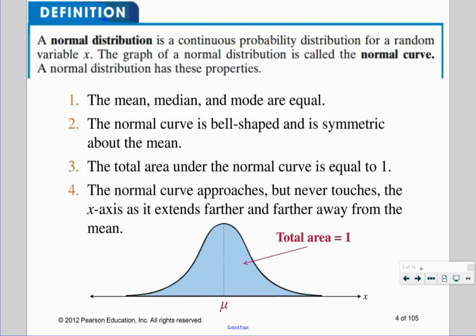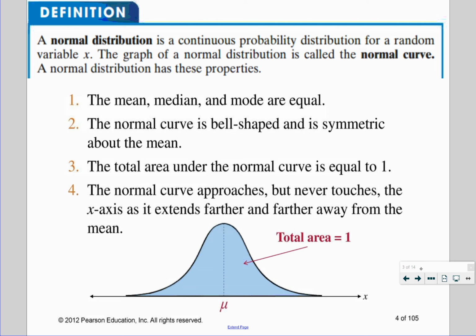Okay, so first we're going to talk about a normal distribution. We've seen this picture before. These are our bell-shaped curves. A few properties that these have: the mean, median, and mode are all where you see that mean in the middle there. It's our line of symmetry. Also, the total area under the normal curve is equal to 1.